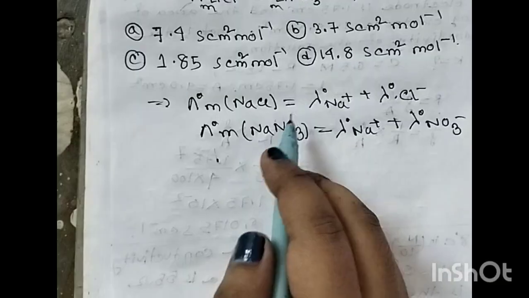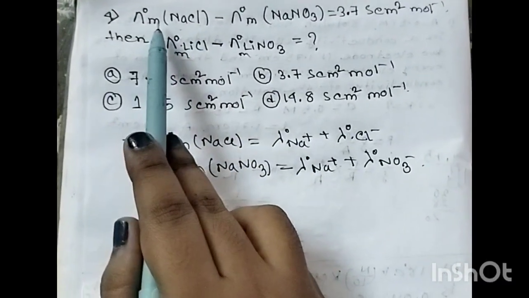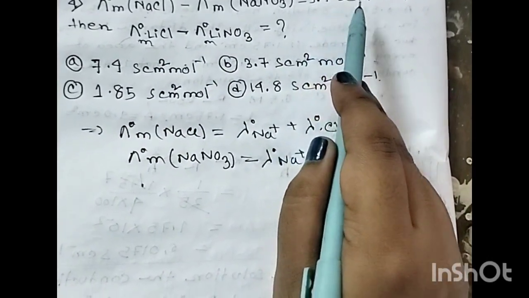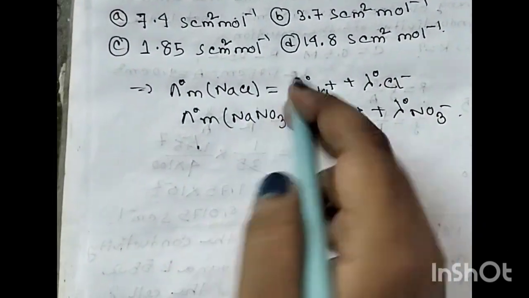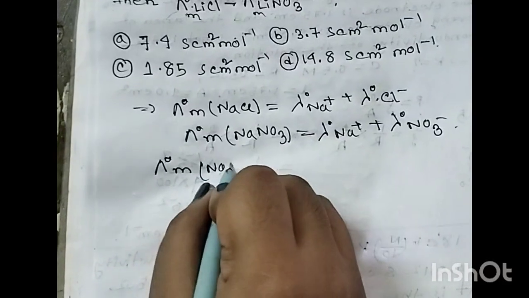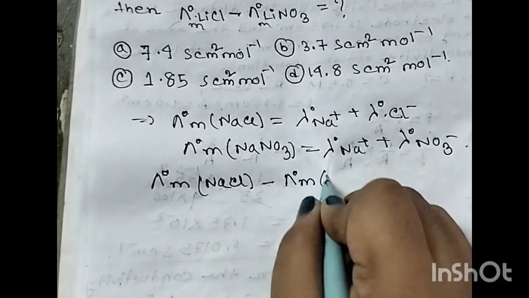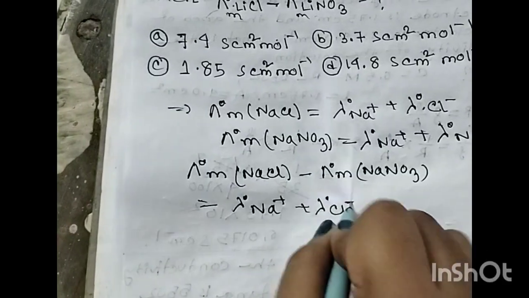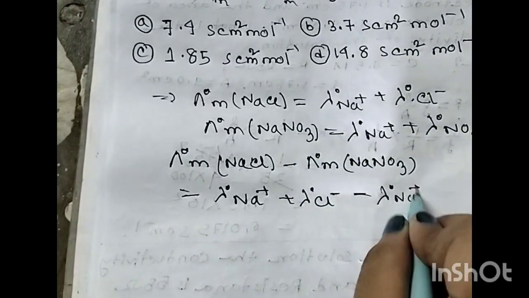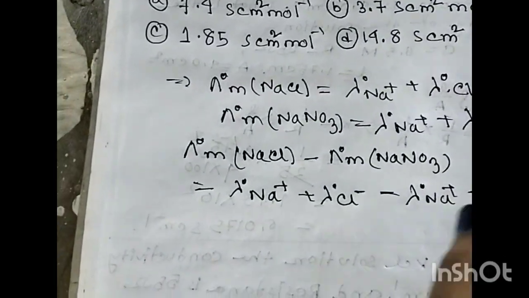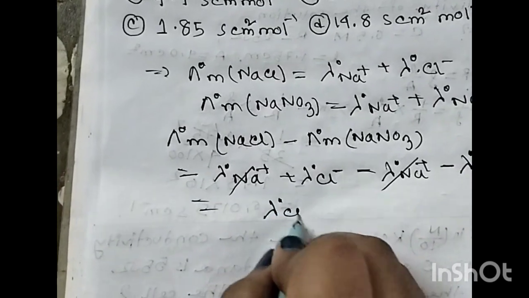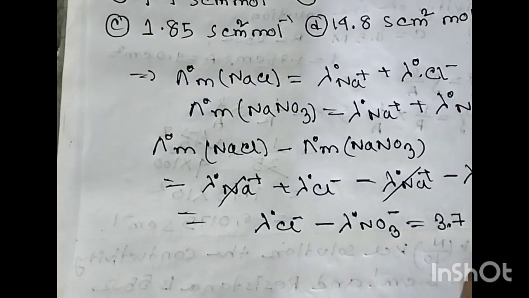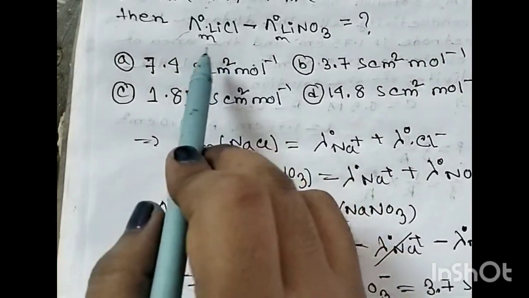Now if we subtract lambda naught m of NaCl minus lambda naught m of NaNO3, we get 3.7 Siemens cm square mole to the power -1. We can write lambda naught m NaCl minus lambda naught m NaNO3, that is ionic conductivity of Na plus plus ionic conductivity of Cl minus, minus ionic conductivity of Na plus plus ionic conductivity of NO3 minus. We can write lambda naught Cl minus lambda naught NO3 minus, so this value is given, 3.7 Siemens cm square mole to the power -1.